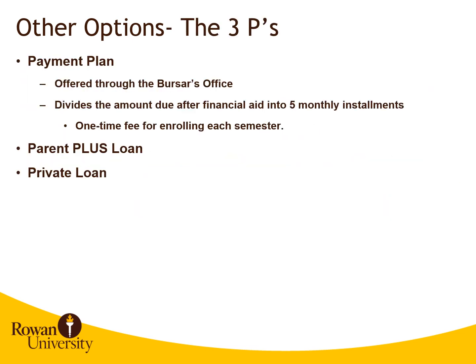So the 3 Ps are the payment plan, the Parent Plus loan, and a private loan. The payment plan is as basic as it sounds. Whatever amount is not covered by the student's aid or loans that they accept is going to be divided into 5 payments. You make your first installment when you enroll in the plan, and then the remaining 4 payments are typically due on the first of each month after. There is a one-time fee for enrolling in the plan each semester.